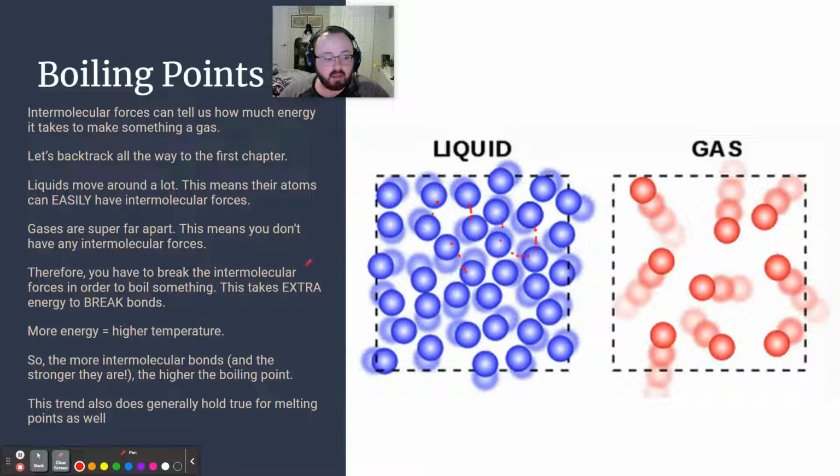Which is why, in general, the more intermolecular bonds and the stronger they are, the higher the boiling point. Temperature is all about how fast these atoms are moving, how much energy they have. So when you increase the temperature enough, it becomes a gas. You don't have to really worry about it having intermolecular forces with another atom.